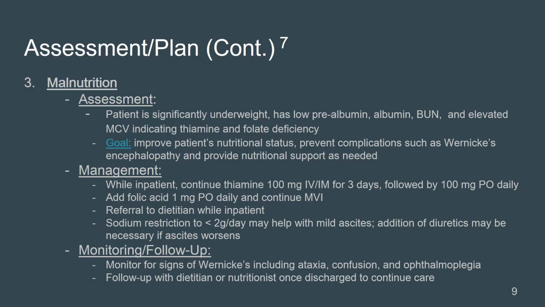We also recommend adding folic acid, 1 milligram PO daily, and to continue his multivitamin that he was taking at home as well. We will also recommend referring him to a dietitian while he is inpatient, as well as sodium restriction to less than 2 grams per day, which may help with his mild ascites. Addition of diuretics may be needed in the future, such as a combination of furosemide and spironolactone, but at this point we just recommend sodium restriction since his ascites is mild.